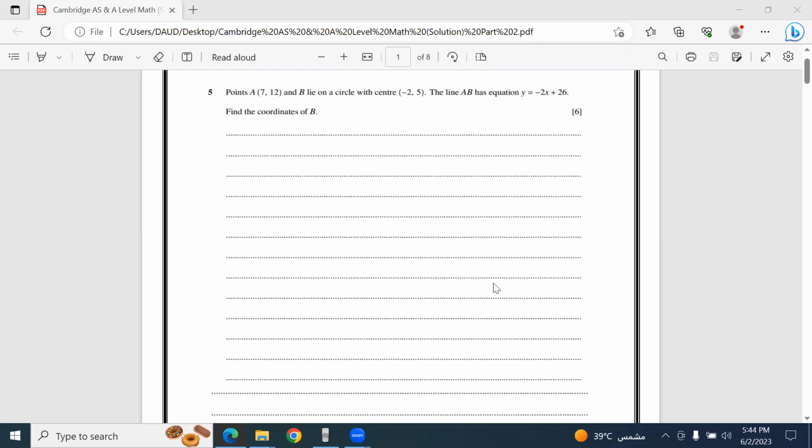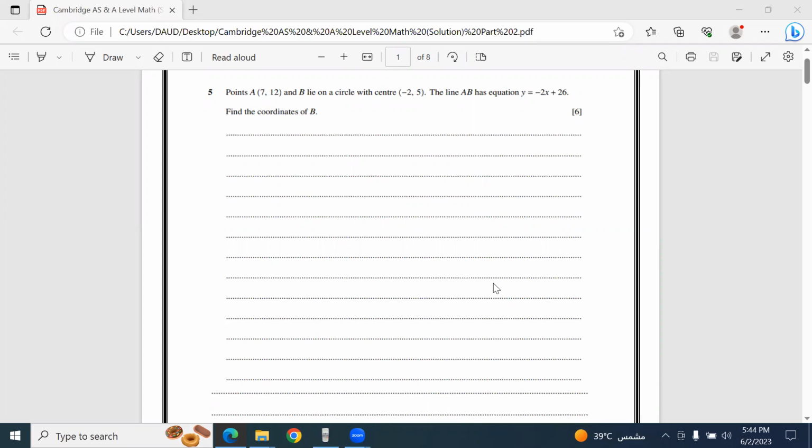This is the second part of Cambridge International AS level, February-March, paper 1, 9709, and we will continue from question number 5 onwards.